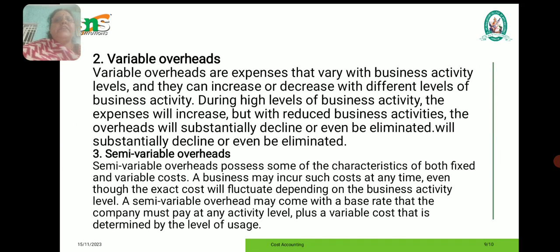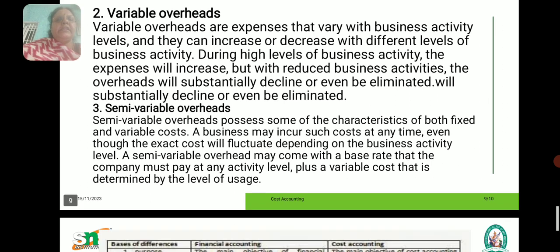So variable overheads. Variable overheads are expenses that vary with business activity levels and that can increase or decrease with different levels of business activity. During high levels of business activity, the expenses will increase, but with reduced business activity, the overheads will substantially decline or even be eliminated. Semi-variable overheads include both fixed and variable overhead. A business may incur such cost at any time, even though the cost will fluctuate depending on the business activity level. A semi-variable overhead may come with a base rate that the company must pay at any activity level plus variable cost that is determined by the level of usage.